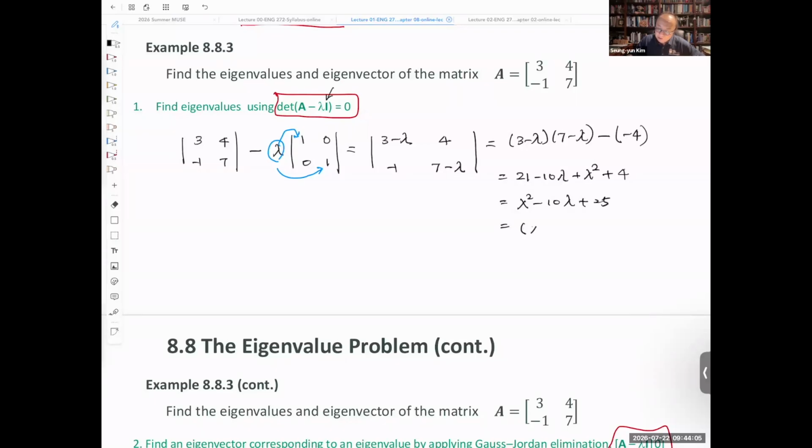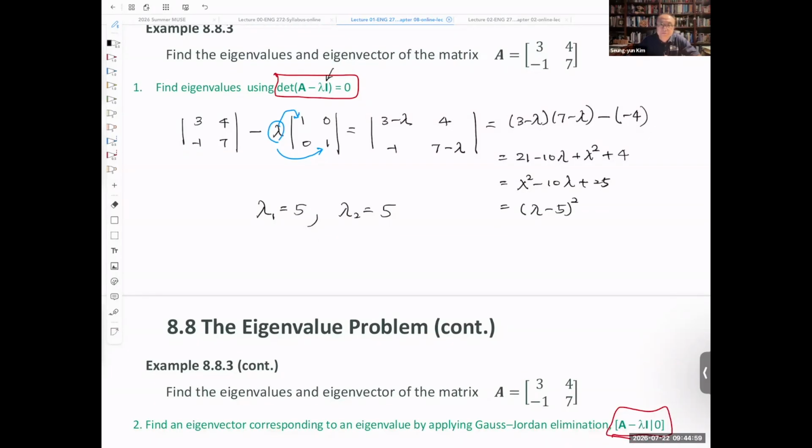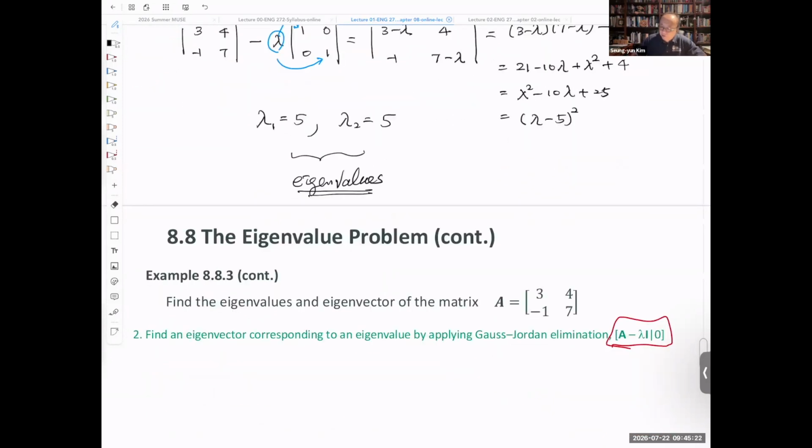And that is lambda squared minus 10 lambda plus 25. If you factor it out, that is lambda minus 5 squared. So from here, we have lambda 1 equals 5 and lambda 2 equals 5. Very good. So these are the two eigenvalues. Once you have two eigenvalues, you need to give me two eigenvectors. Even though they are the same, the eigenvectors are going to be two different eigenvectors. How? Well, you will see.